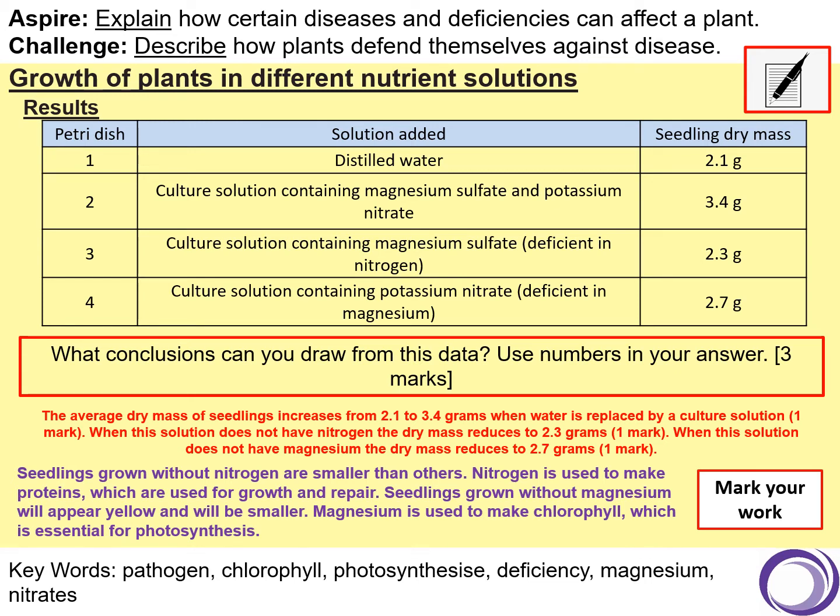And the reason is, as we know, that seedlings that are grown without nitrogen will be smaller than the others because we know that nitrogen is used to make proteins. So this is obviously the use then for growth and repair. And also seedlings that are grown without magnesium, these will appear to whoever did the experiment more yellow, and they will also be smaller because we know that magnesium is used to make chlorophyll, which is obviously very essential for photosynthesis.